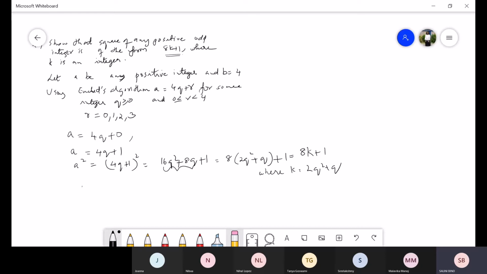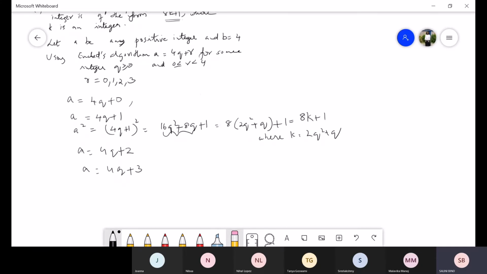Now take the next case. You can take A equal to 4Q plus 2. But you know that it is even. So we will go for the next one, which is A equal to 4Q plus 3, because A equal to 4Q plus 3 is odd. Now square it. So 16Q square plus 2 into 4Q into 3, that is 24Q. 3 square is 9.